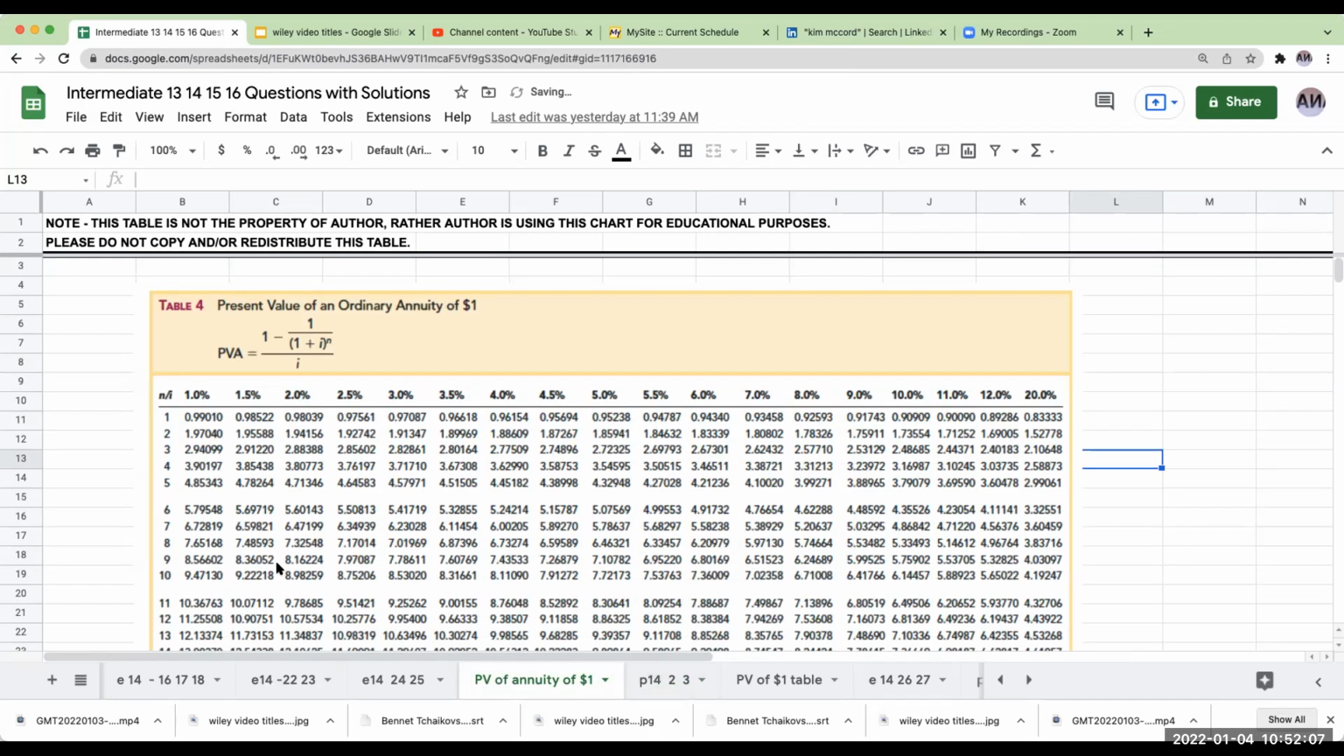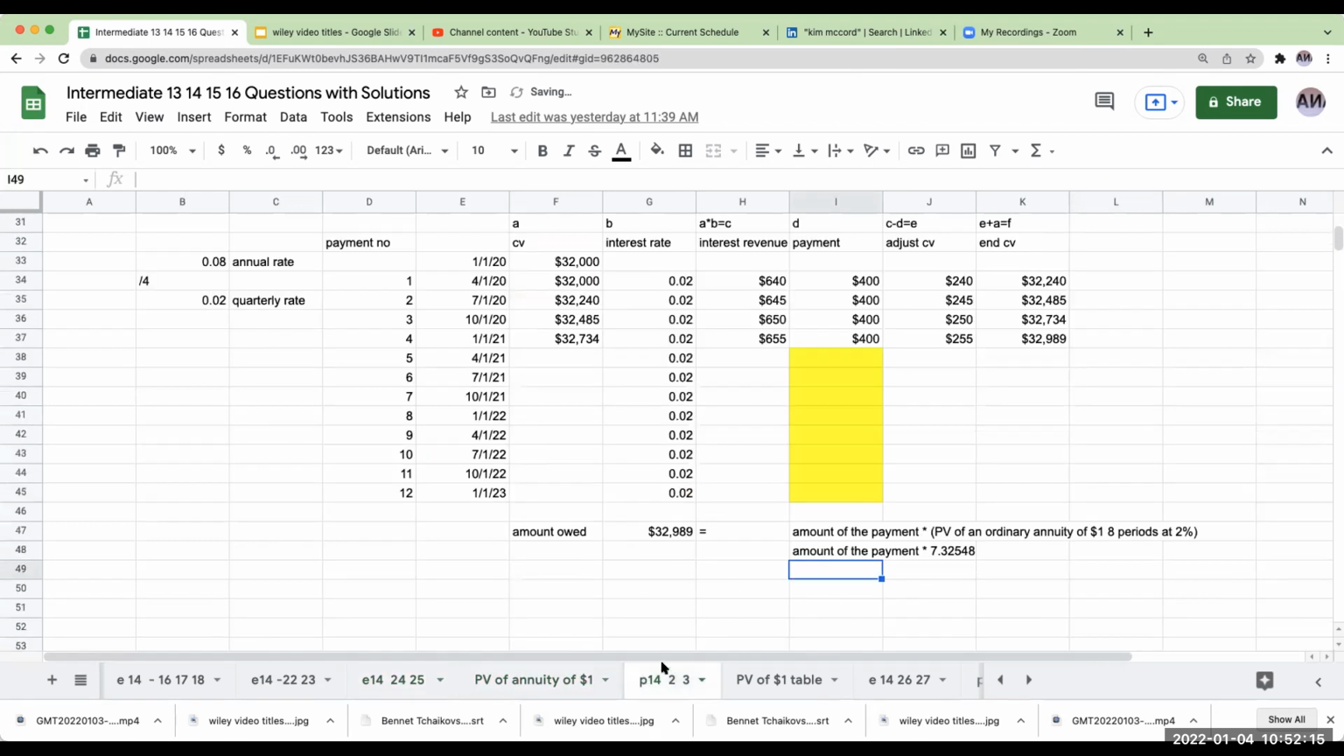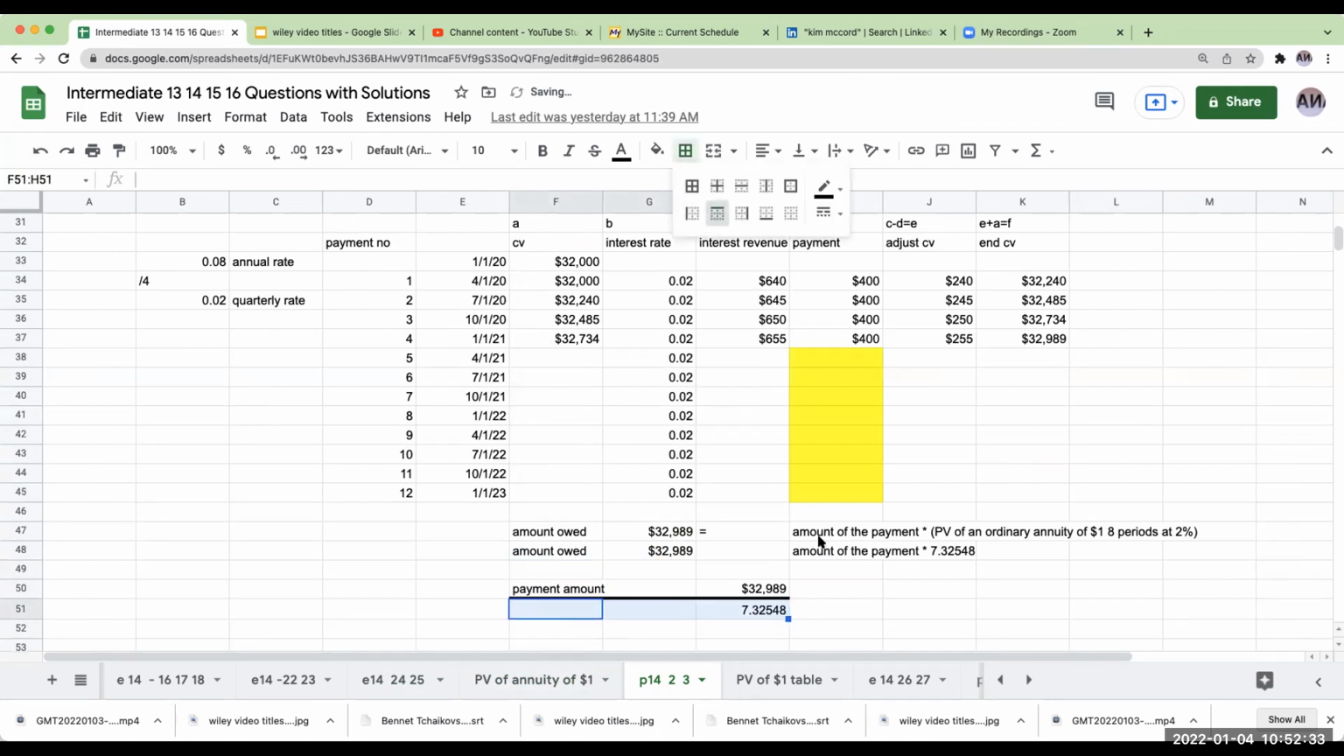Let's make sure I got that right. 2%, 7.32548. Okay, equals the amount owed. So over here, basically the payment amount is going to be $32,989 divided by 7.32548. So this is going to give me a payment amount of $4,503. Does this work? I have no idea.